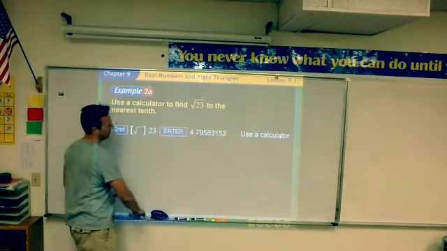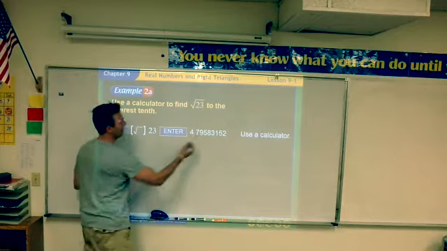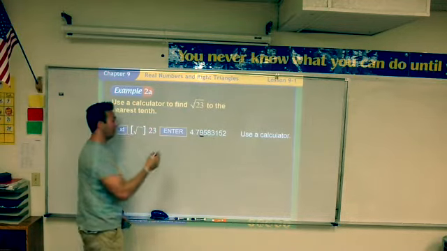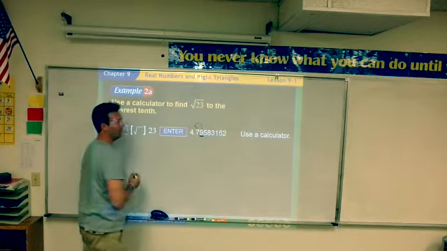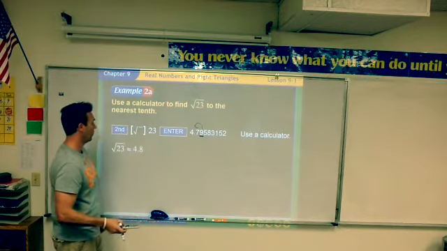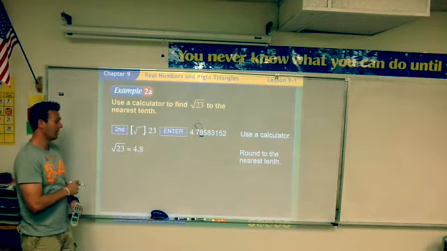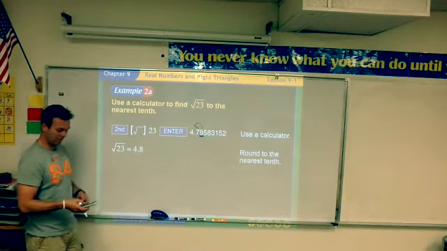Now when we look at this answer, we ask ourselves, to the nearest tenth, what do we need to do? Well, since this number 9 is 5 or greater, it tells us that that 7 becomes 8, so 4.8. So the square root of 23 is approximately 4.8 rounded to the nearest tenth.